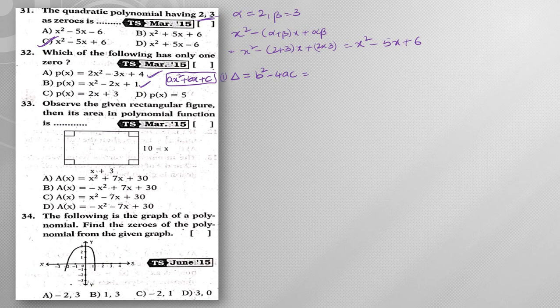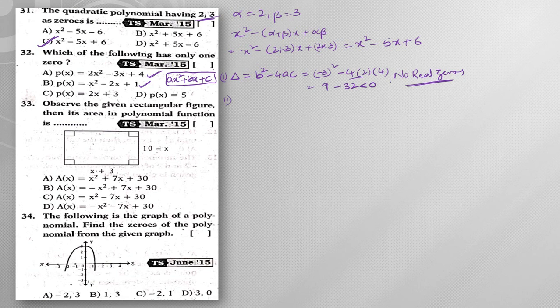For the first option, b square minus 4ac, that means minus 3 whole square minus 4 into 2 into 4. This is nothing but 9 minus 4, 16, 16 2s are 32. Since it is less than 0, it will have 0 zeros. So there are no real zeros. That means it has 0 zeros.